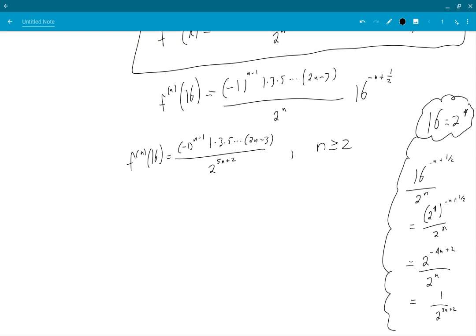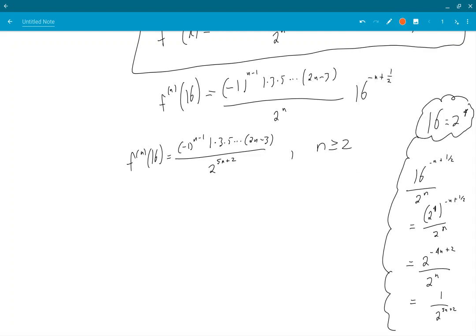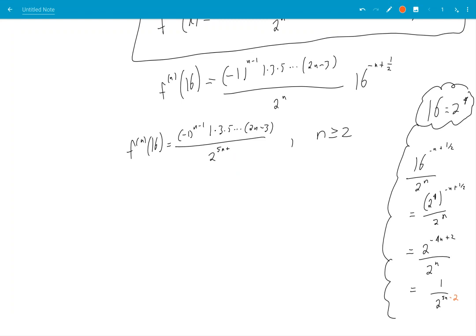What have we done wrong? Oh, it should be a minus 2, not a plus 2. Right here, I got a mistake right here. It should be a minus 2, not a plus 2. There we go. Minus 2. Okay, so again, only works for n bigger than 1.